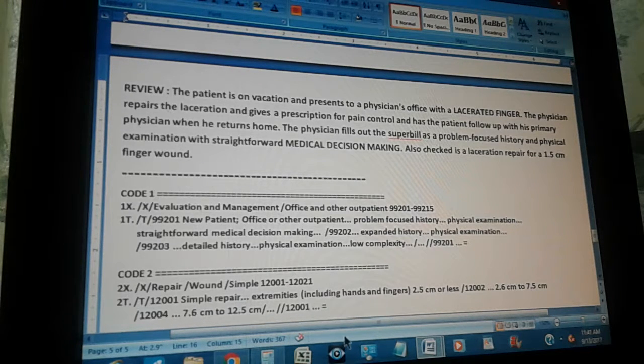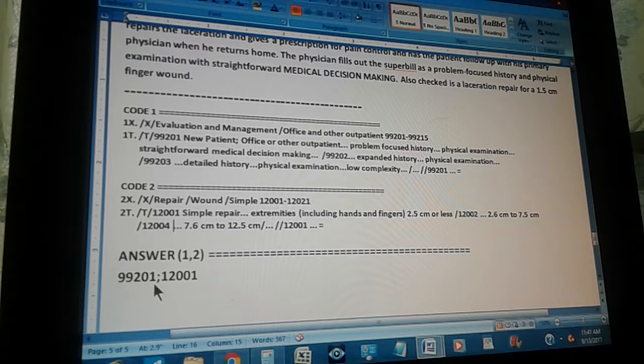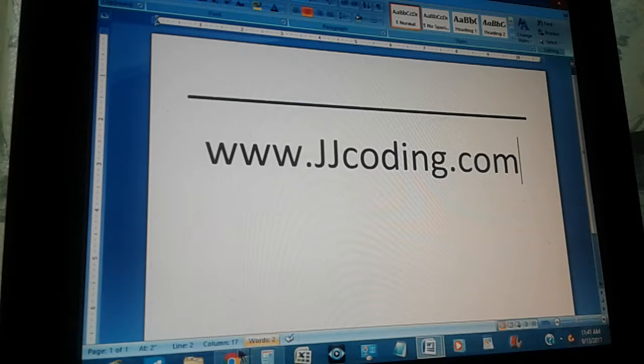So that's how you find the second code, and the answer again is 99201, which is the code for the E&M, or the evaluation and management, and the 12001 is the code for the repair of a laceration, a simple repair of a laceration from 2.5 centimeters or less, right? So that's our answer.